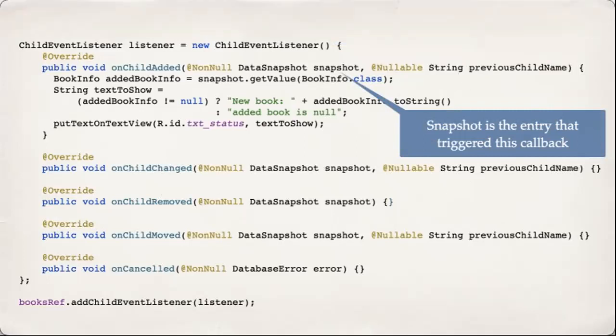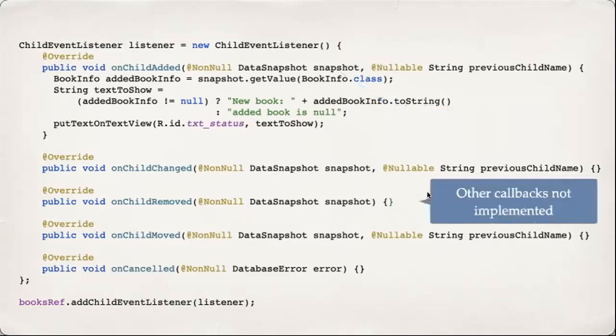Let's see what we are doing here. We get the value as a book info object here. Snapshot dot get value and then pass the class, so it casts it and sends it to the book info object. And then we grab the text from it by doing added book info dot toString if it's not null. This is just a guard, so in case we get a null value, it should not crash. And then put it on the text view, whatever you found.